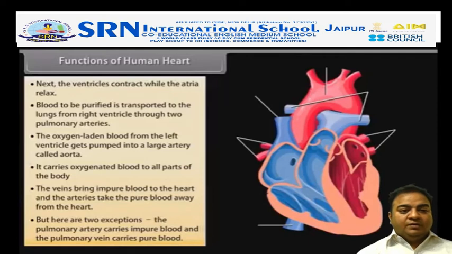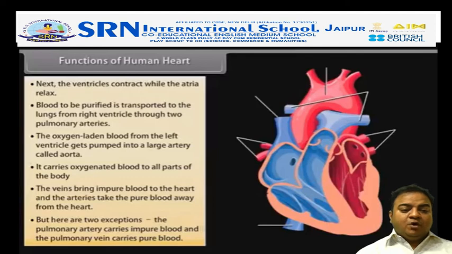Now the ventricles contract while the auricles relax. That's why it is called double circulation. Blood to be purified is transported to the lungs from the right ventricle through the pulmonary artery. The oxygen-laden blood from the left ventricle gets pumped into a large artery called the aorta. If it is asked in a competitive examination which artery has the maximum pressure, the answer is aorta. It carries oxygenated blood to all parts of the body.